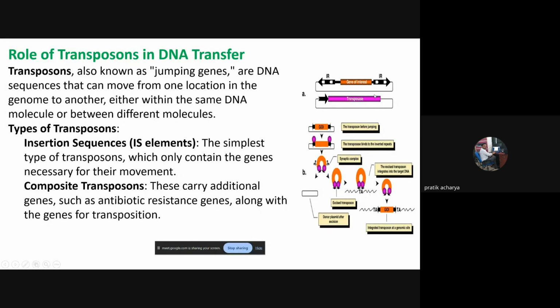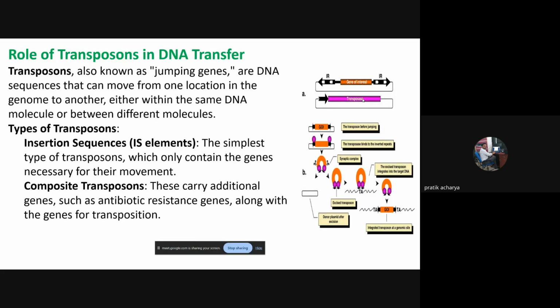Different types of transposons are there. It is mentioned here: insertion sequence element, called the IS element, composite transposons, and retrotransposons. Insertion sequence or IS elements are a simple type of transposon. They only carry genes needed for the movement, like the gene for transposase, the enzyme that cuts and pastes the transposon. Only the cut and paste function.